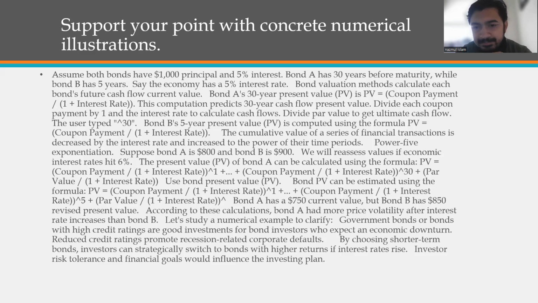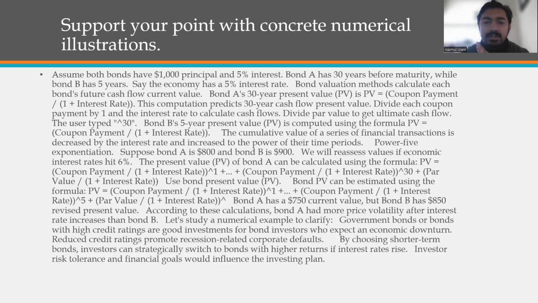So we will examine the value if the economy's interest rate hits 6%. The present value of a bond can be calculated using the formula: present value equals coupon payment divided by 1 plus the interest rate, plus par value divided by 1 plus the interest rate. So bond A has a $750 current value, but bond B has an $850 revised present value. So according to those calculations, bond A had more price volatility after the interest rate increase than bond B.